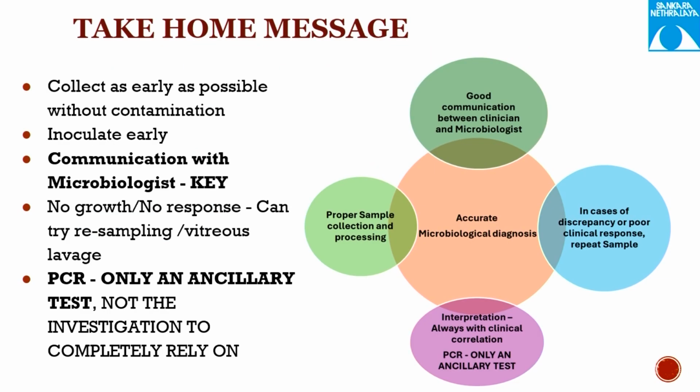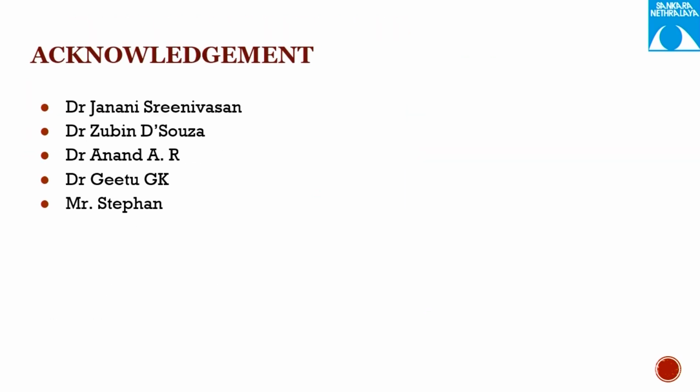So the key take-home message: collect as early as possible without contamination, and inoculate early. Communication with the microbiologist is the key. And if there is no growth, no response, you can try resampling or vitreous lavage. And PCR is only an ancillary test. It does not investigate completely, and investigation should not be relied on it completely. These are my acknowledgements. Thank you.